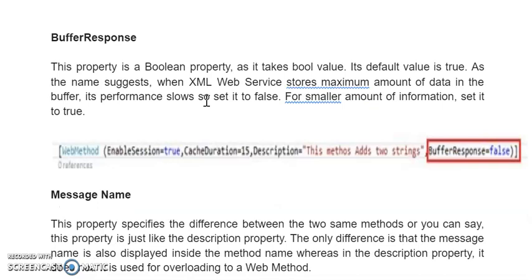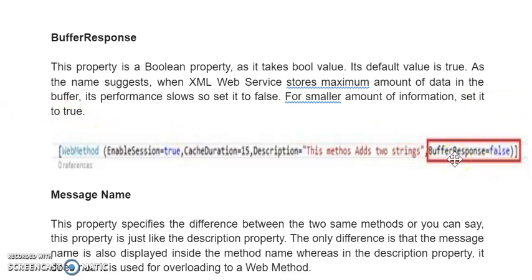The next one is about the buffer response. It takes a boolean value. Your XML web service can store a maximum amount of data, but it will decrease the performance. So to increase the performance, you should set it to false, and if you want to store a small amount of information, then you can set it to true.